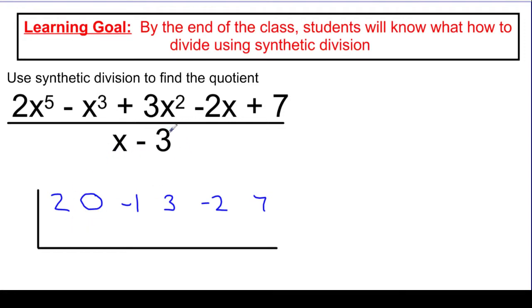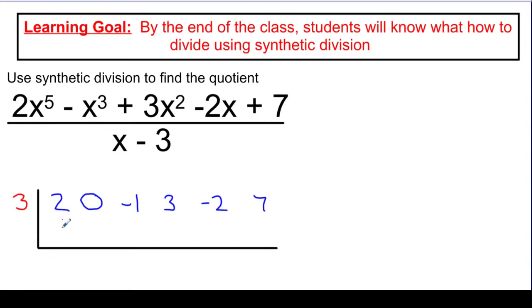I'm going to go to the bottom and I'm going to say, all right, I need to represent a number in this space, the one that I'm going to continually multiply through my problem, and it is always the opposite of what I see. So in this case, I see a -3. I'm going to write +3. And now we're going to start our synthetic division.